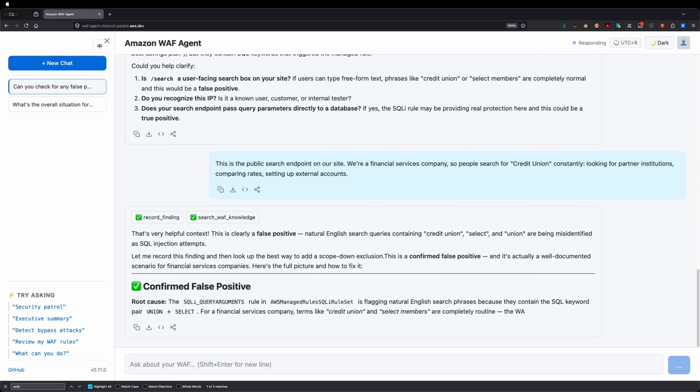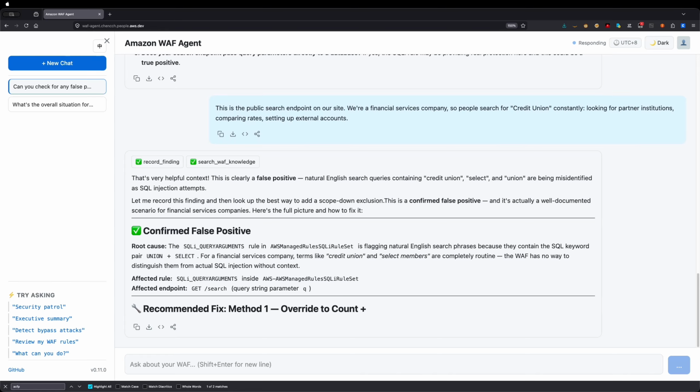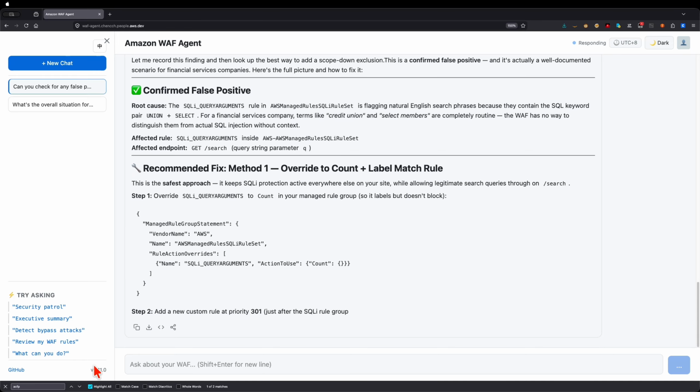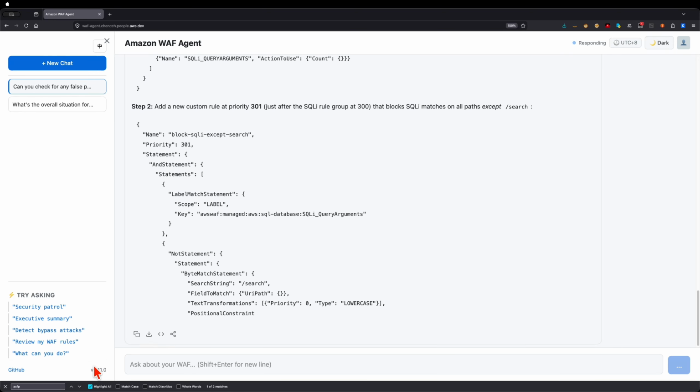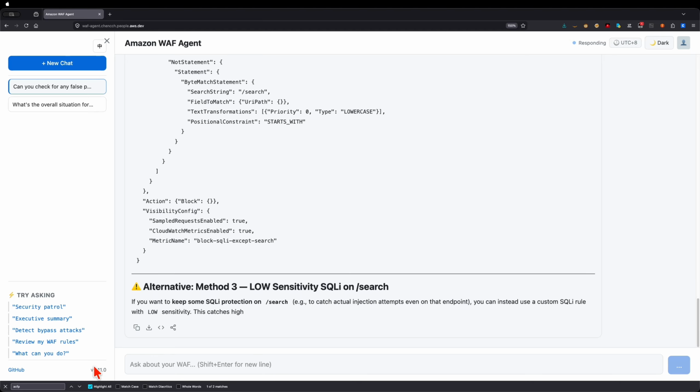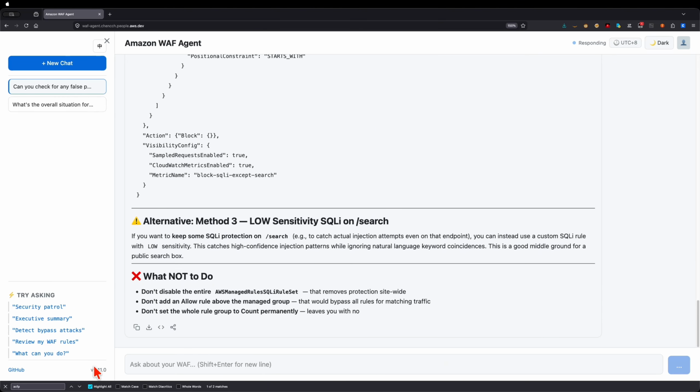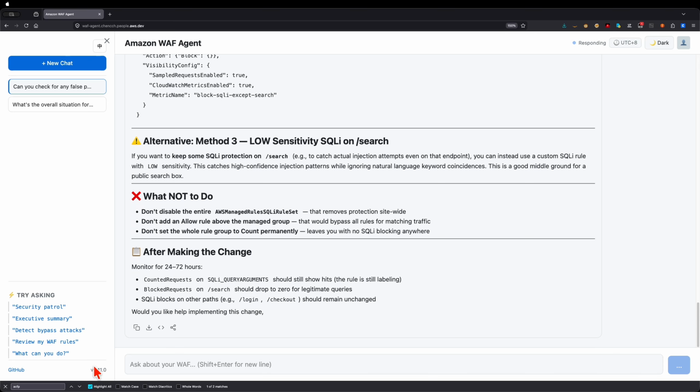The agent finally confirms this is a false positive. It searches the knowledge base for scope down statements and shows me in detail how to fix this with a scope down statement.